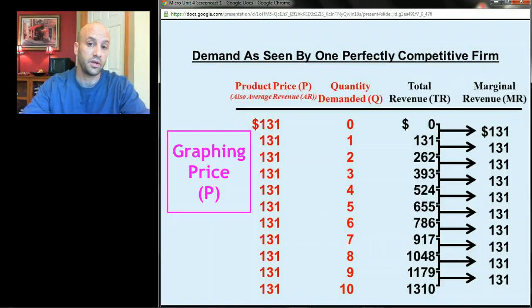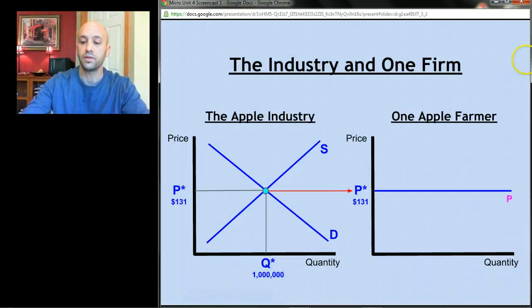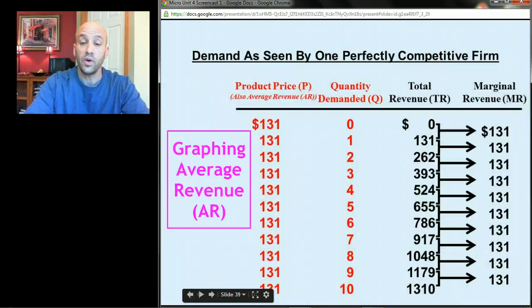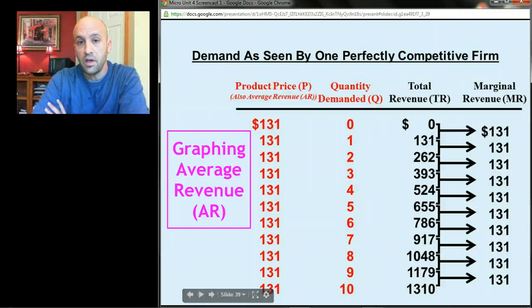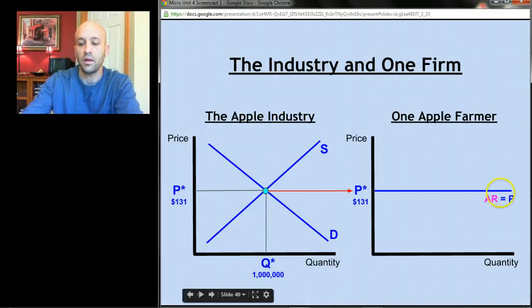Alright, well, let's start off with price. We actually don't need to start off with price because we've already graphed price. Notice that no matter what the quantity is, from 0 to 10, price never changes. This is, again, part of this price taker role. So when we graphed price, it looked like this. The straight line at $131, we called it price. If we wanted to graph out average revenue, it would look exactly the same, because remember, price and average revenue are exactly the same thing. So when we graph out average revenue, we get this same line. Average revenue, same thing as price.